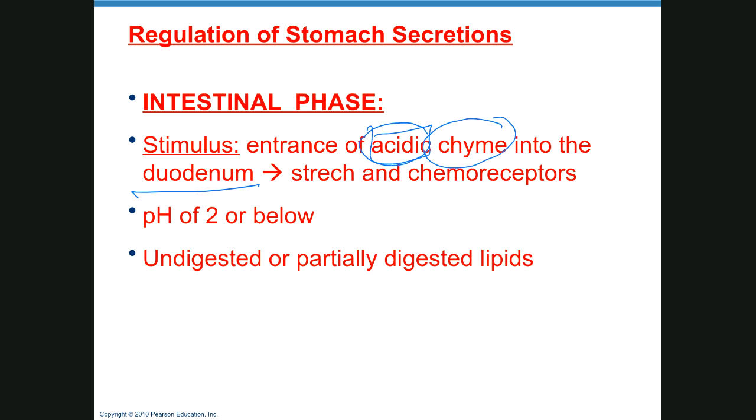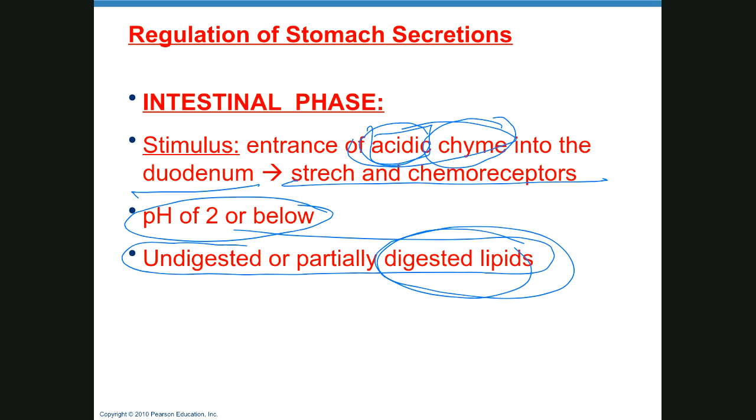So 2 things stimulate, actually more than 2 things. I should tell you the other ones. First one, acidity of the chyme, the stretch of the area, and, well, there you go, the acidity, a pH that is 2 or below. Then undigested or partially digested lipids are also going to stimulate the intestinal phase. So what do we need for good digestion? Lipids and acidity. That's what stimulates the duodenum into beginning digestion.